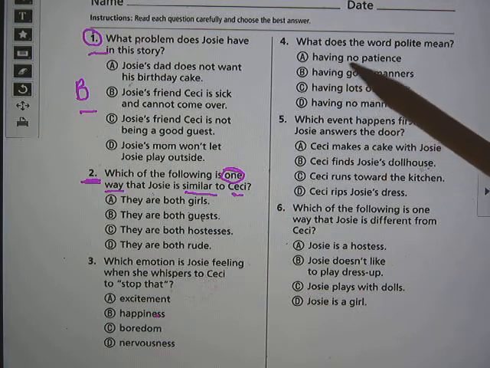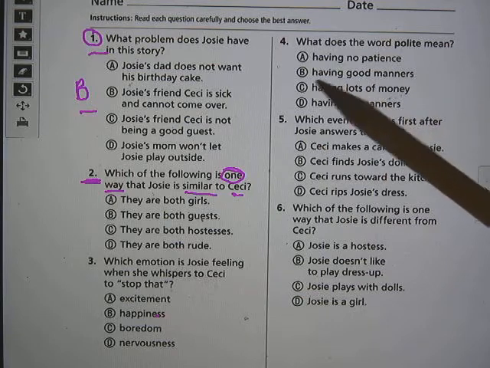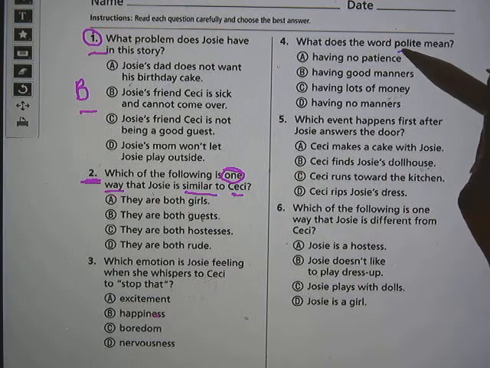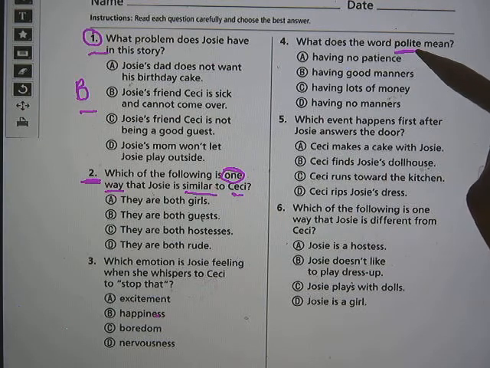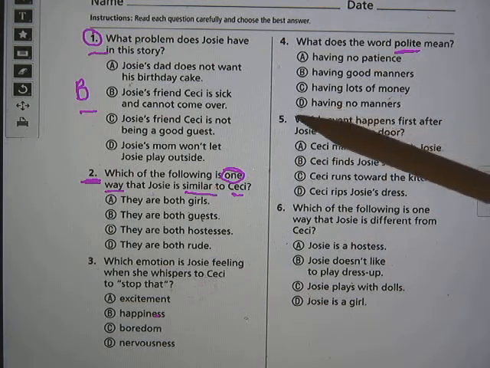Number 4, what does the word polite mean? A, having no patience. B, having good manners. C, having lots of money. D, having no manners. So let's say you don't know what this big word polite means. It's bold-faced. You could look for where that word comes up in the book. You could check your glossary. You could look it up on the internet if you have a dictionary at home. So what does the word polite mean? Figure it out. Again, you're writing the number and then the letter.